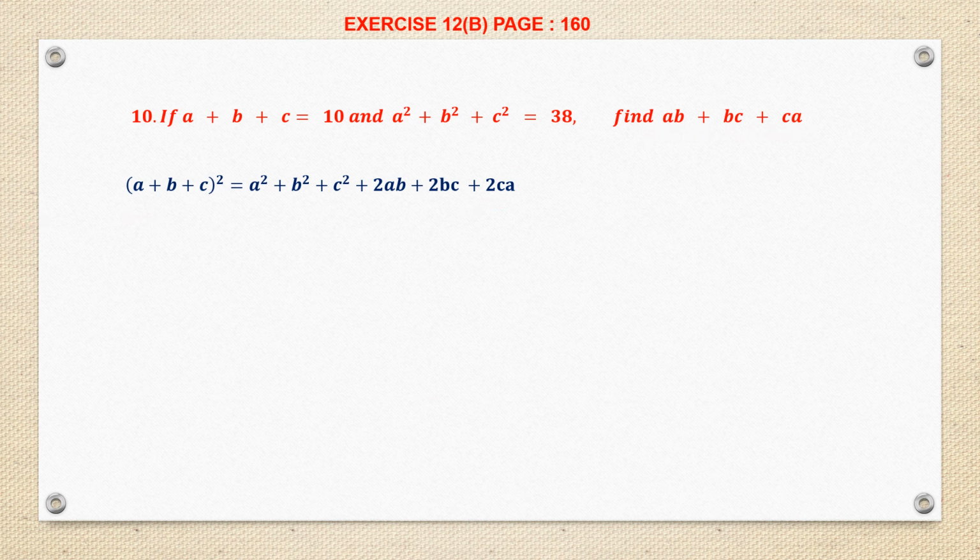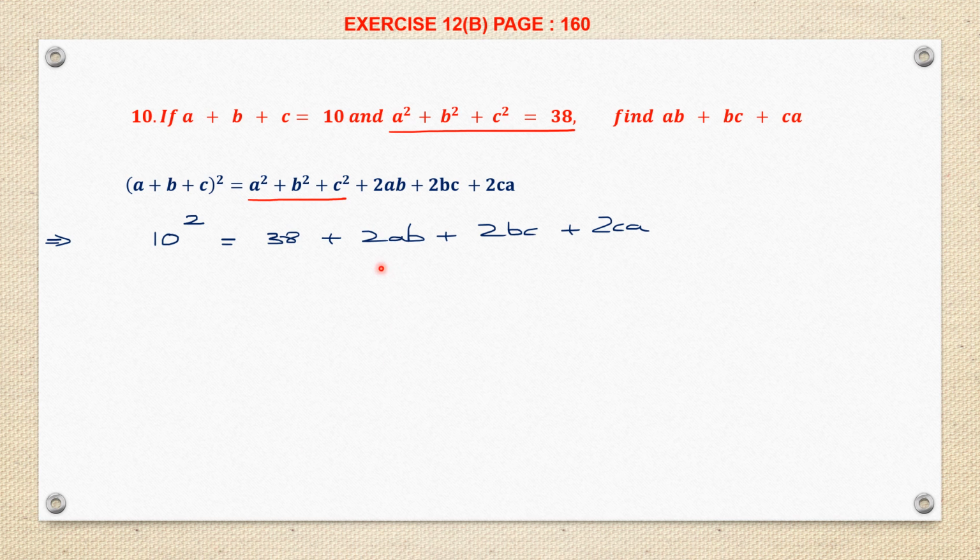So let's substitute wherever we can. Here a plus b plus c is already given to us as 10. So instead of a plus b plus c, we're going to write 10, and it is square. So we write 10 square. Similarly here, a square plus b square plus c square is also given to us as 38. So we can write 38 here plus 2ab plus 2bc plus 2ca. Now we have to only find one of each. Here 2 is given. We have to find only one ab plus one bc plus one ca as asked in the question. So now let's continue and simplify.